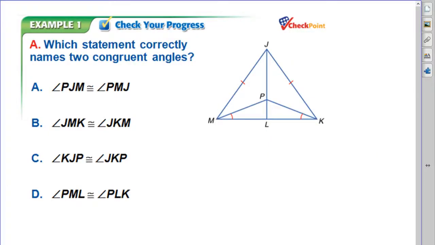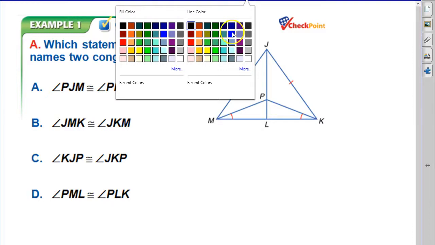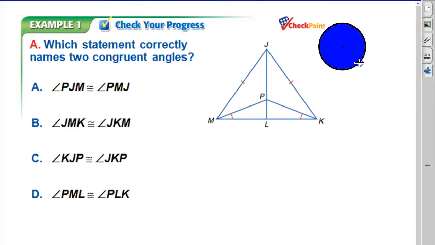Okay, so here's the first example that we're going to have you answer for me on a multiple choice problem: which statement correctly names two congruent angles? I'll have a pop up, you make your guess, and then we'll talk. There we go. Okay, so we're back.